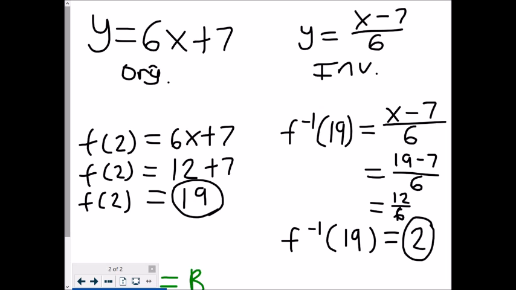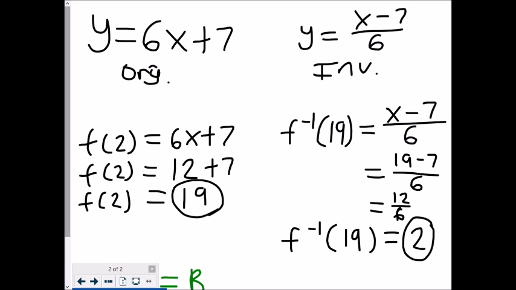Now, let's say we have the inverse function, and we want to get back to what the original number was plugged into the original function. So what we do is we plug the answer from the original function into the inverse function. So f -1 of 19, which means just plug in 19 for the x. That gives you 2, because 19 minus 7 equals 12. 12 divided by 6 equals 2.